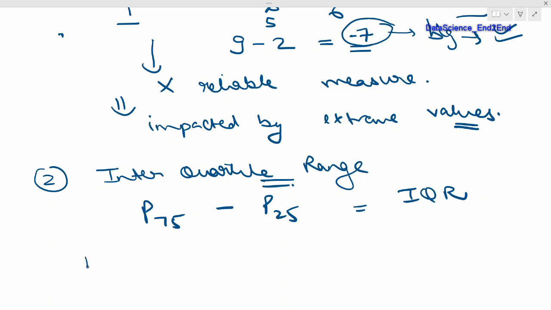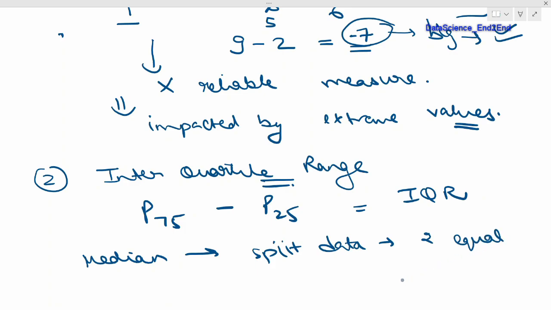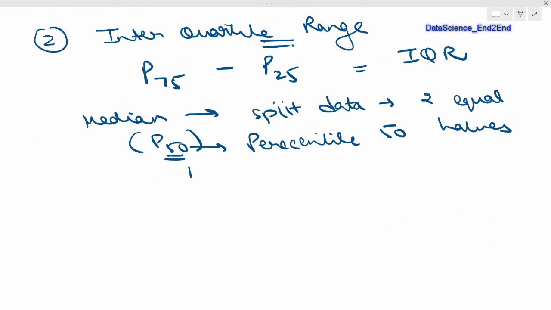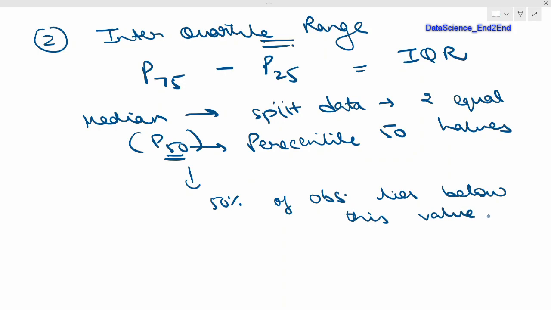If you remember, in the last class we talked about the median, which splits the data into two equal halves. The point where data gets split into two equal halves is called the median. Another name for the median is P50, that is percentile 50. What this tells you is that 50% of observations lie below this P50 value.